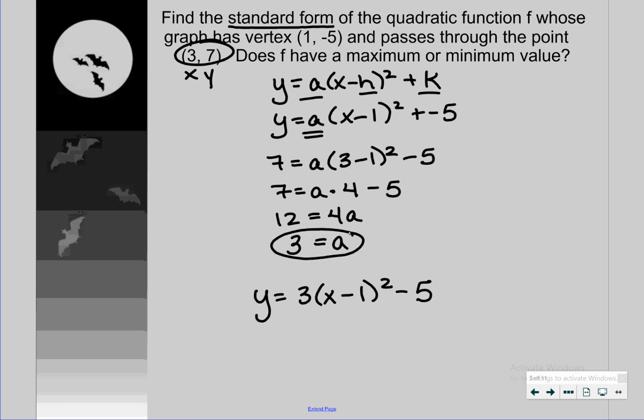Does it open up or down? Opens up. Does it have a minimum or a maximum? If it opens up, picture that. Where's the vertex at? At the bottom, minimum. Okay, and that's also going to help us later figure out what the range of these problems are.